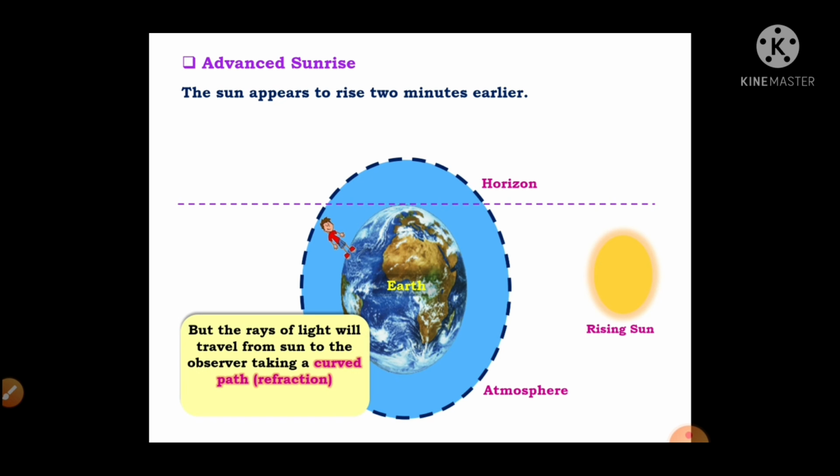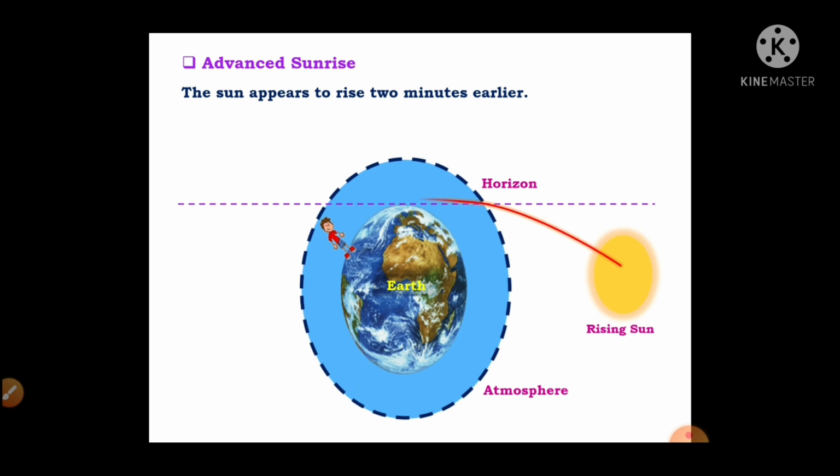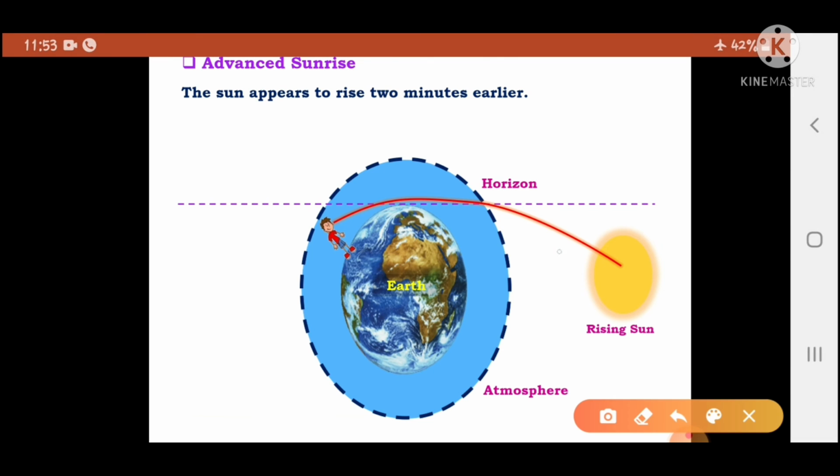But the ray of light will travel from sun to observer taking a curved path, that is refraction. लेकिन ये horizon के नज़दीक आ गया है सन, आप देख सकते हैं जो rising sun है, ठीक है. तो उसके जो ray of light होंगे that will spread, scattered, and this scattered ray of light will also travel to the observer's eyes in the form of refraction. देखिए bend होके जा रहा है refraction of light, दिख रहा है आपको?